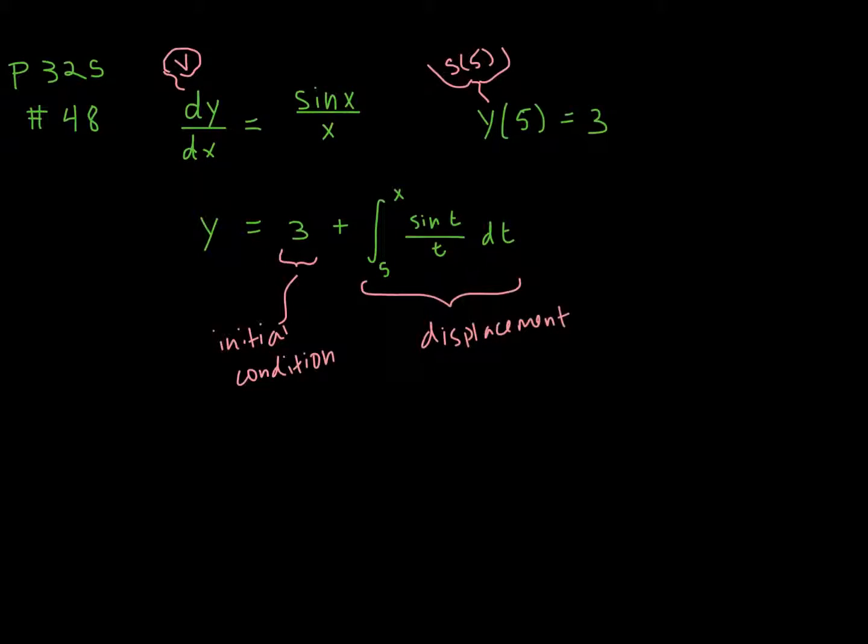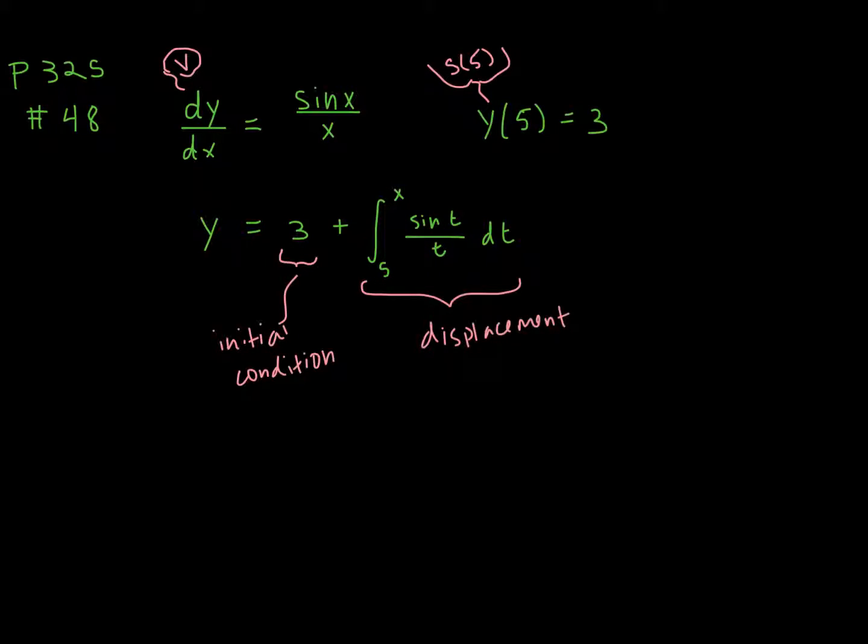And so to find the position function, you will take the displacement and add on that initial condition, in other words, that at 5 the position was 3. So the position at 5 plus the displacement from 5 to any point will give you your final position at whatever x is. And so you can use this same model to build your function y that's just a generic function y. And so you have the initial condition plus the displacement from 5 to x of sine of t over t dt.